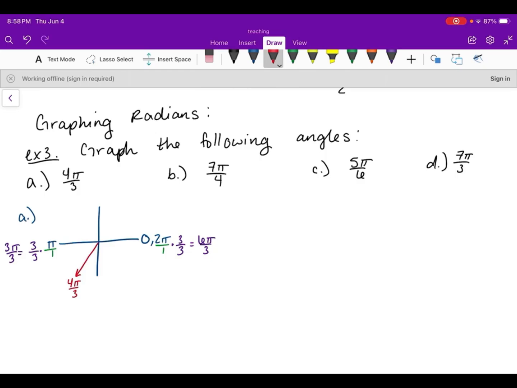Now, how do I know this? The way that I know this is because if I add a pi over 3 to 3 pi over 3, that's how I can get 4 pi over 3. Now, you also might be asking, how did I know that it didn't move into the fourth quadrant? Well, pi over 3 is only 60 degrees. So it's not going to push us all the way into a different quadrant.